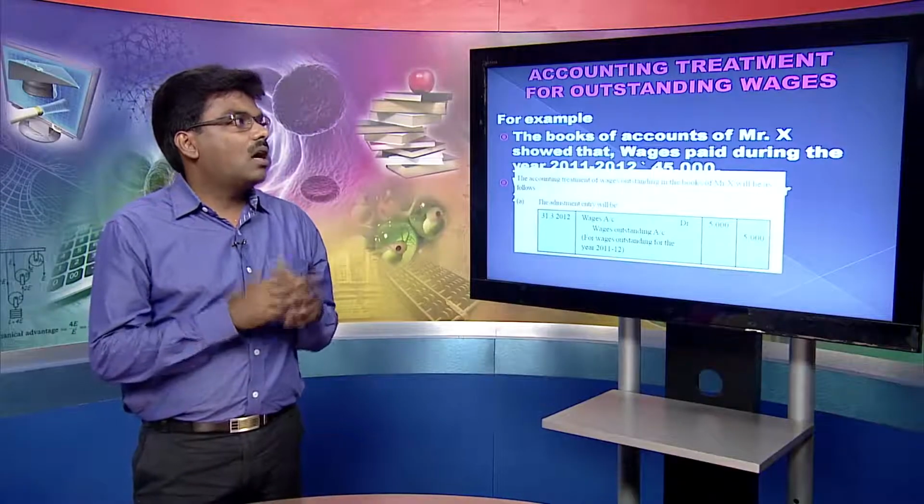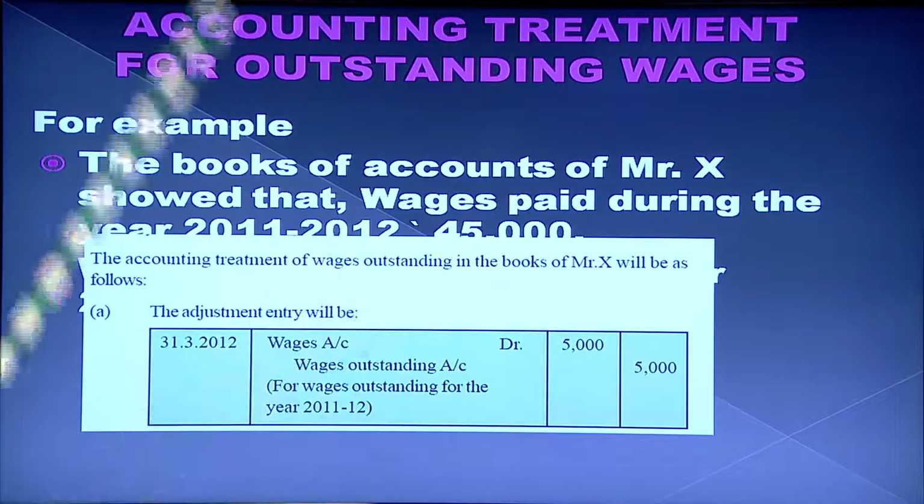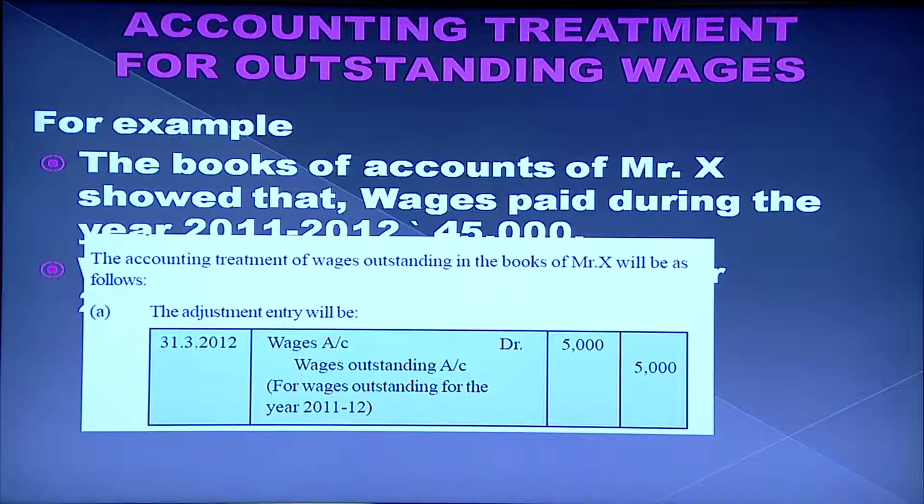Accounting treatment for outstanding wages. Let us take one example. Suppose in the books of accounts of Mr. X showed that wages paid during the year 2011-12 are rupees 45,000. Then the adjustment entry will be wages account debit to wages outstanding account. That means your wages will increase by rupees 5,000 and your outstanding wages, that is a liability which has to be paid in future by the proprietor.